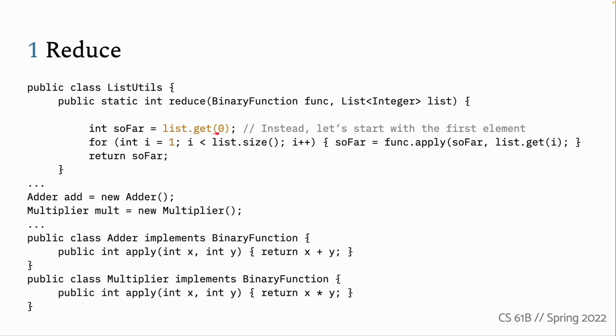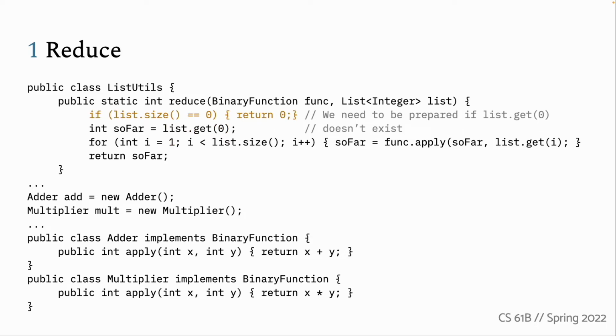So list.get(0), and then this starts at 1, but now we have another problem, which is that we need to be prepared if list.get(0) doesn't exist. So if our list is empty, then we have to just return 0. Otherwise, we're going to get an error on that line. And that is the end of our ListUtils binary function problem. Sounds great.